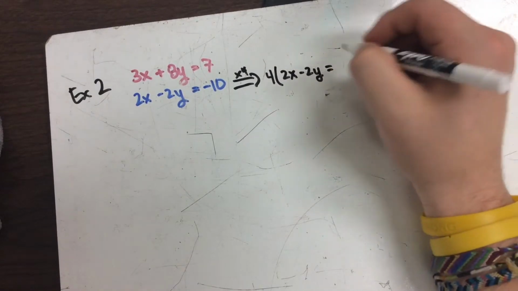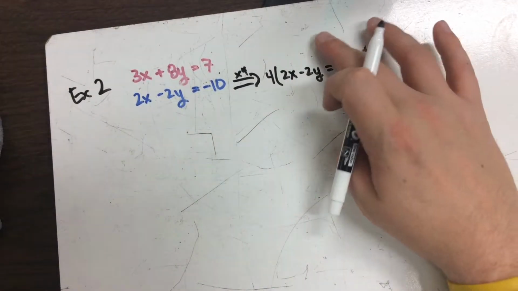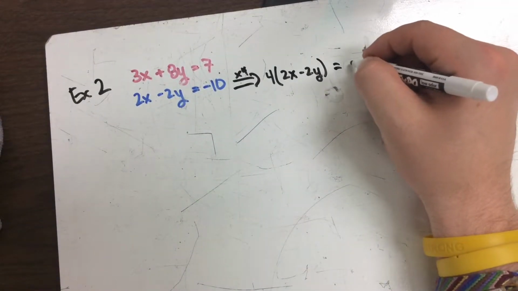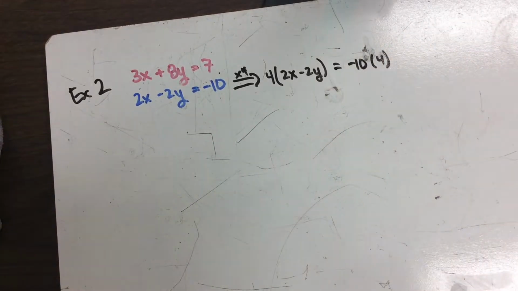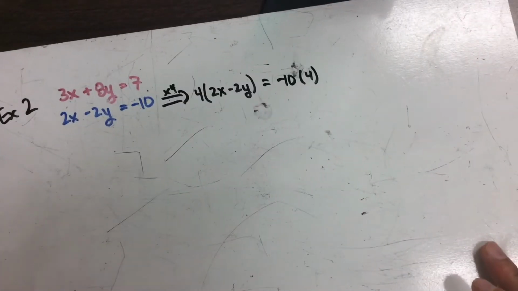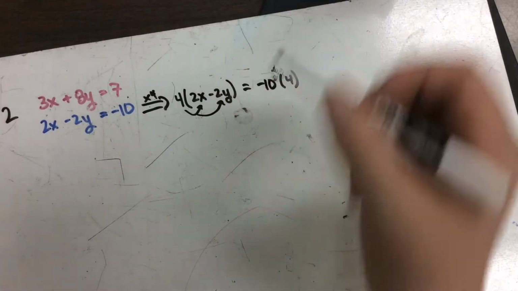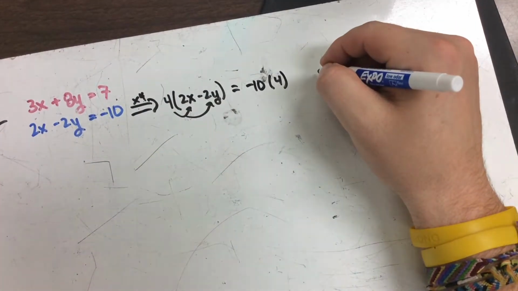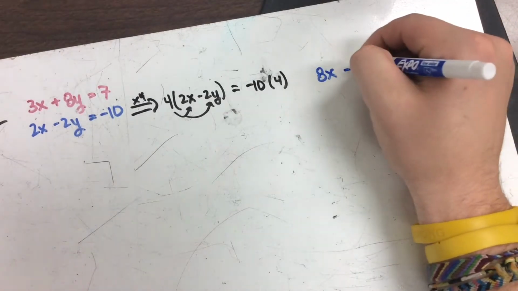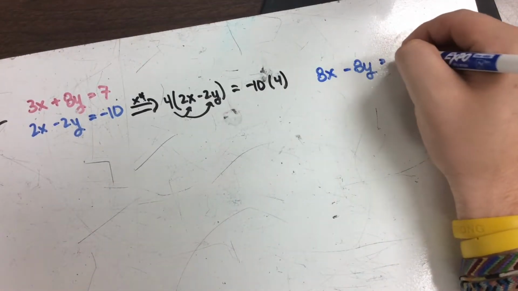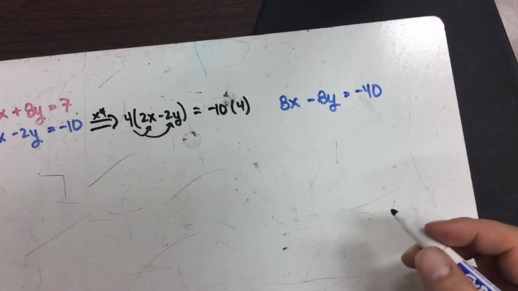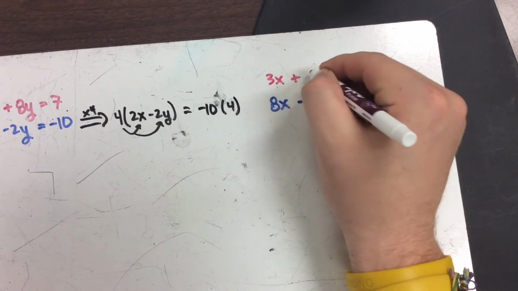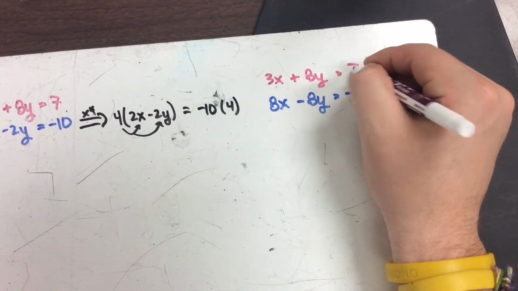Again, we've got to multiply the entire equation. I wrote it like this last time, but really what's going on is if we're multiplying the left by 4, we have to multiply the right on the other side of the equal sign by 4 also. Okay, so we're going to distribute here. And this is going to give us our new blue equation, which is going to be 8x minus 8y equals -40. Let's bring over our pink equation also. This is 3x plus 8y equals 7.